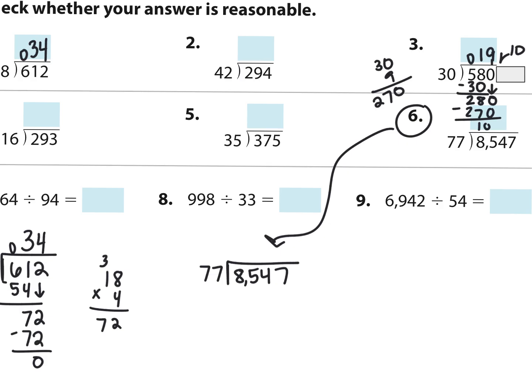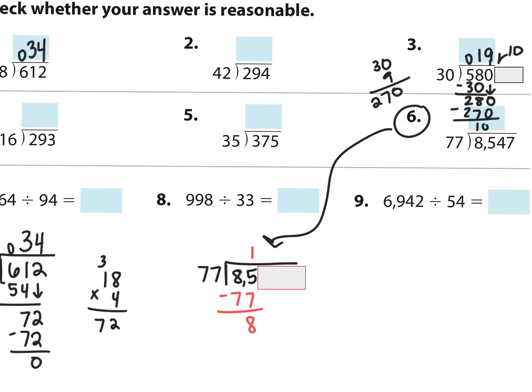So we're working this one out together. I'm going to go ahead and put my box up here. Can 77 go into 8? No. Can it go into 85? Yes, it can. Only once. 77 times 1 is 77. When I subtract, it does require some borrowing and regrouping. If I'm writing, you should also be writing. So this is going to be 8 left over. And then what am I bringing down? The 4. I'm bringing the 4 down.